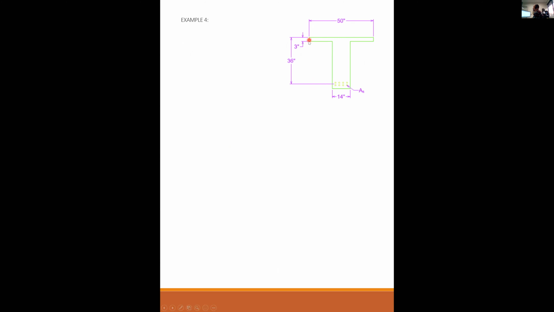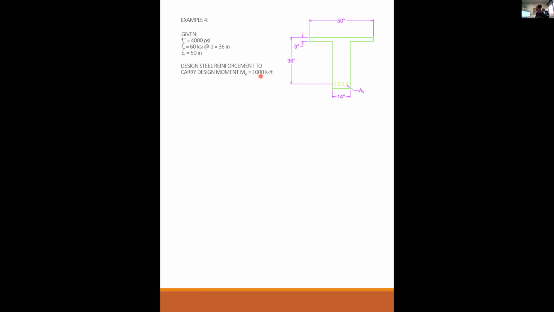The flange thickness is 3. The d distance, notice this is not to the bottom of the beam, but to the centroid of the steel, is given at 36 inches. Width of the web is 14, but I do not know the area of steel. This is 4,000 psi concrete, grade 60 steel, d is 36 inches deep, width of the flange is 50 inches. Design this to resist 1,000 kip-feet.